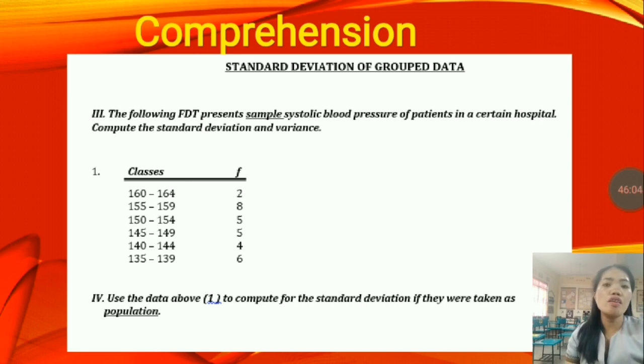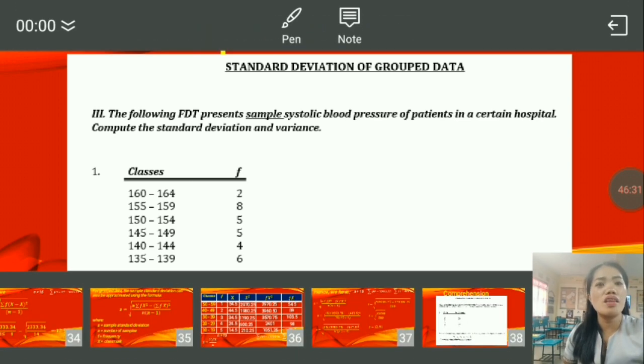Then for part 4, use the data above to compute for the standard deviation if they were taken as population. Okay, so you will be using the same data for part 3 to answer part 4. Okay, so I hope that everything is clear, and to end this video, let's have a math quote.